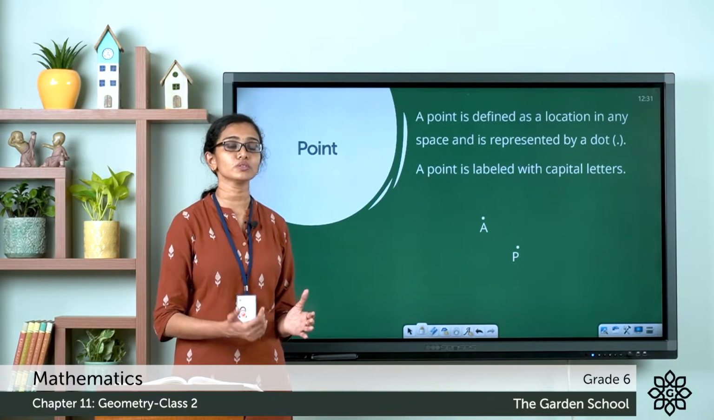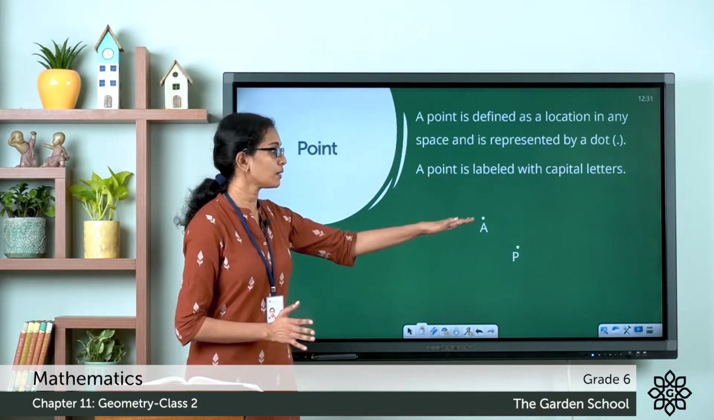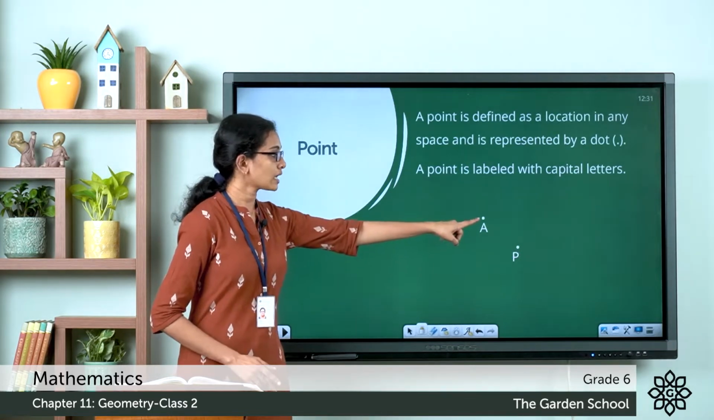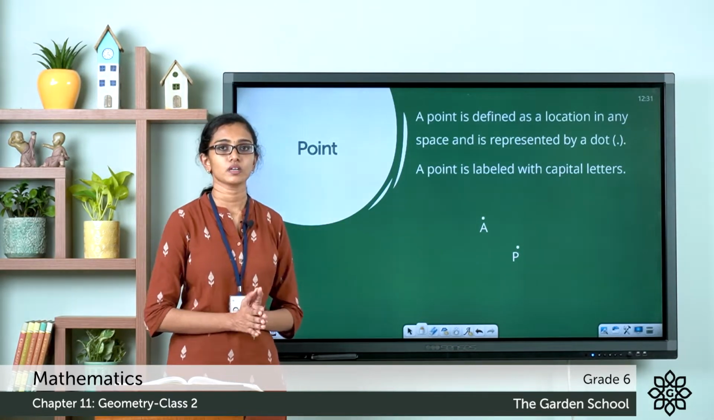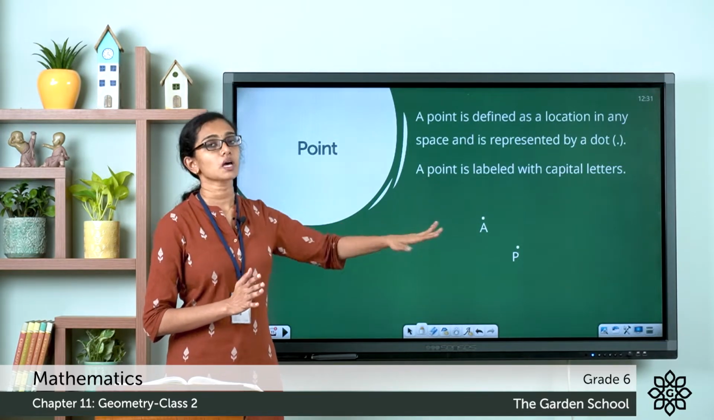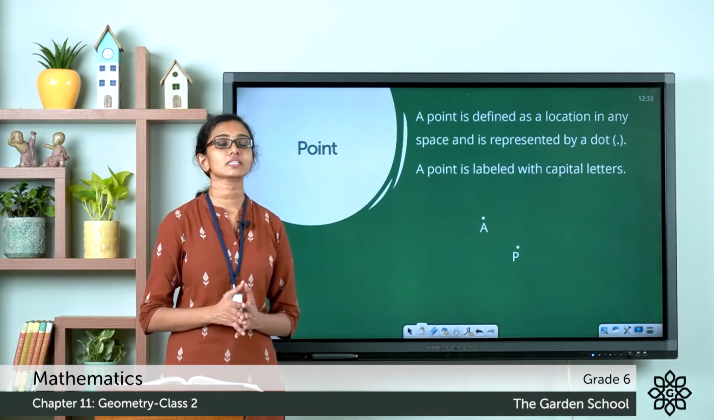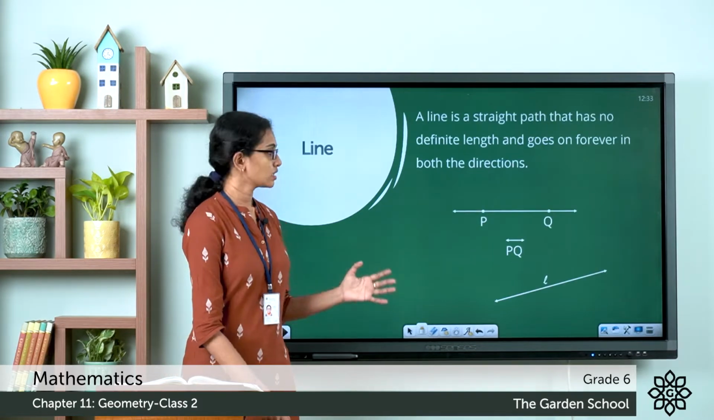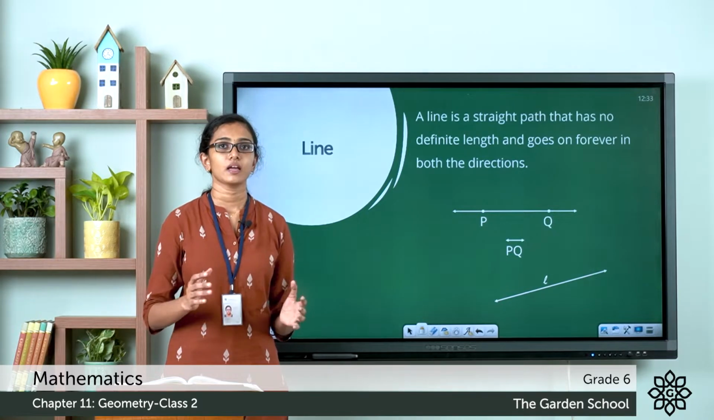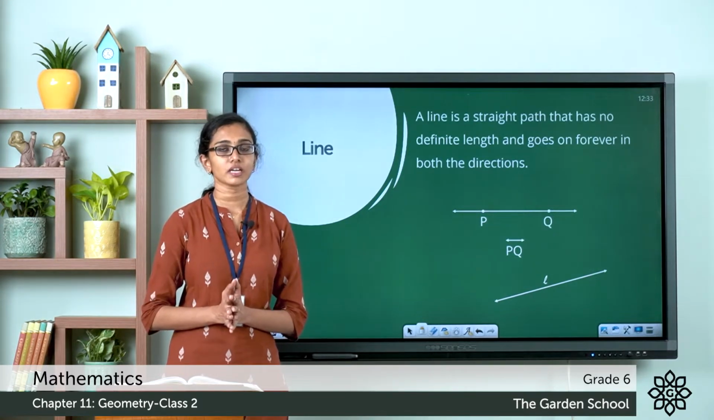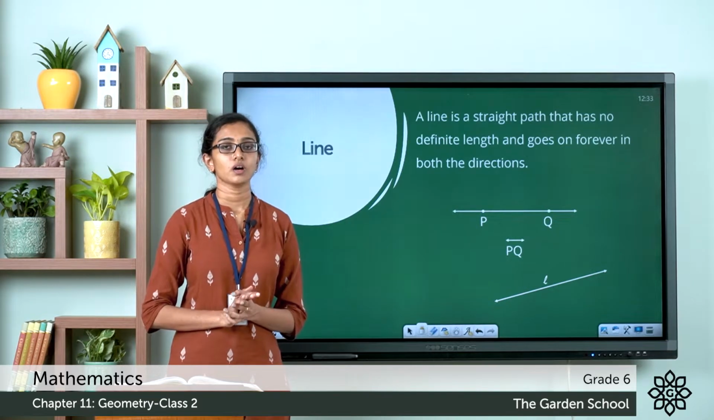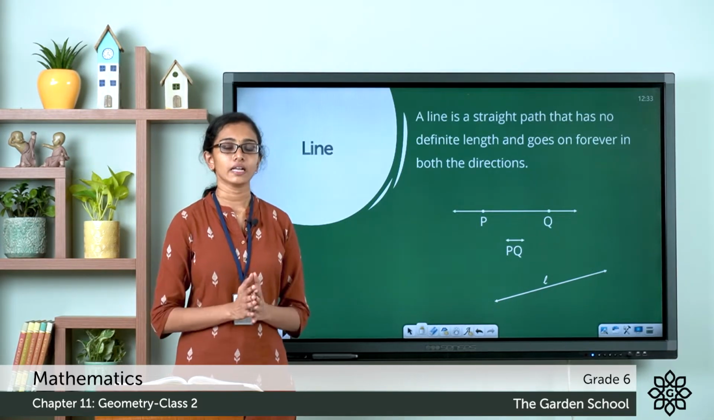And we usually use capital letters to label a point, like the points you see here. So this is point A, this is point B. It shows two locations in this space or in this plane. Now what is a line? Suppose you mark 2 points in a plane or a surface, and you're joining these points and you're extending it endlessly in both directions. What you get now is called a line.